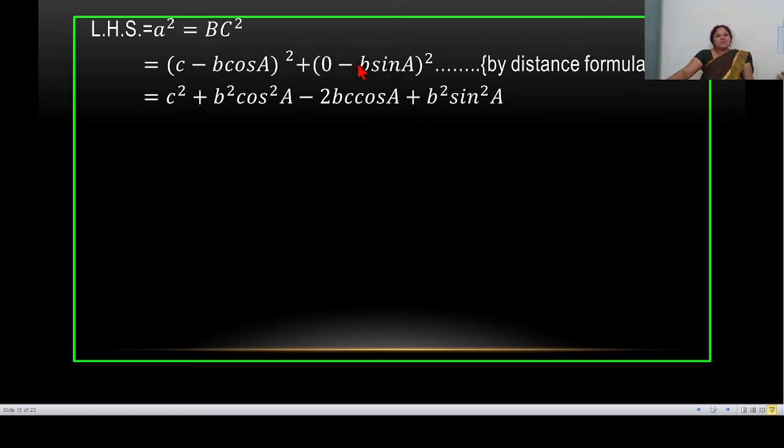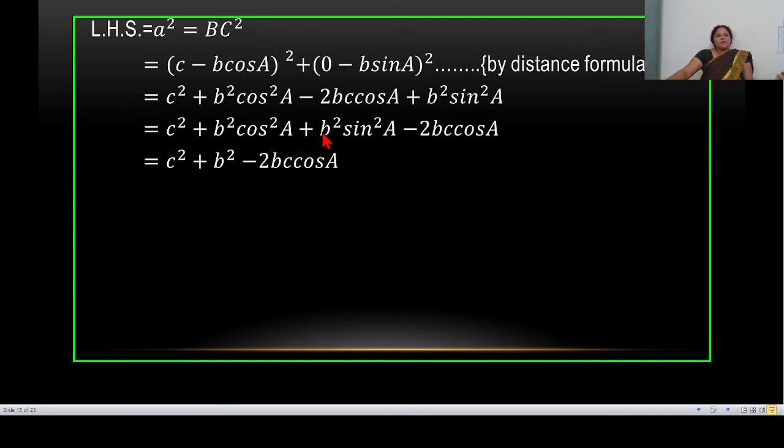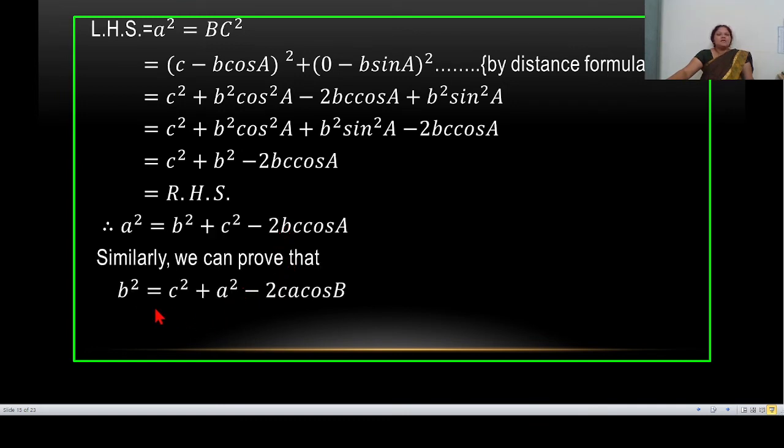plus b square sin square A. C square plus b square cos square A plus b square sin square A minus 2bc cos A. Cos square A plus sin square A is 1. Therefore, c square plus b square minus 2bc cos A, and this is equal to RHS. Similarly, we can prove that b square equal to c square plus a square minus 2ca cos B and c square equal to a square plus b square minus 2ab cos C.